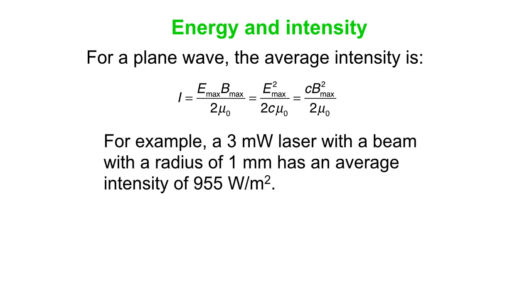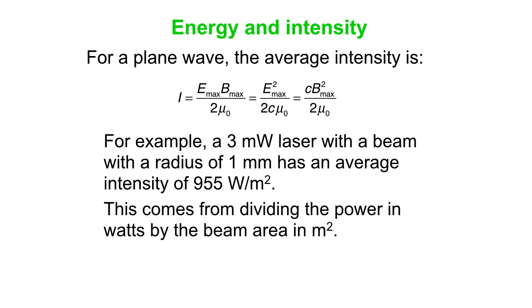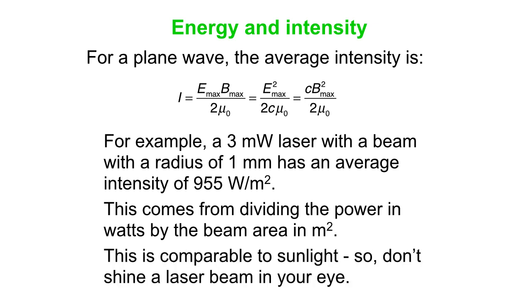Okay, so let's say you take just a standard laser pointer. That might be a 3 milliwatt laser. That's the power output. And its beam might have a radius of a millimeter. If you throw that into the equation, you take your power, 0.003 watts, divide by your beam area in meters, and that's a very small number, because you're talking about a radius of 0.001 meters. You divide one number by the other, and you get 955 watts per square meter. Of course, that's comparable to that number we just quoted for sunlight.